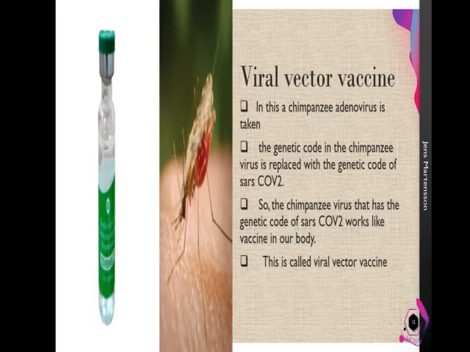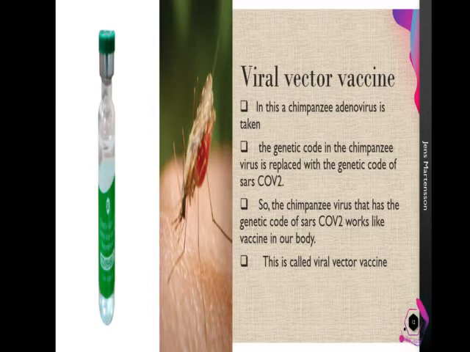Now, why are these named viral vector vaccines? We know what a vector is. Mosquitoes are often referred to as vectors because they carry disease-causing pathogens and inject them into our body. Similarly, this chimpanzee adenovirus also works as a vector. It gets into our body and injects us with the SARS-CoV-2 virus genetic code, that is the RNA genetic code, so that the body builds up an immune system against it. This is how Covishield works.